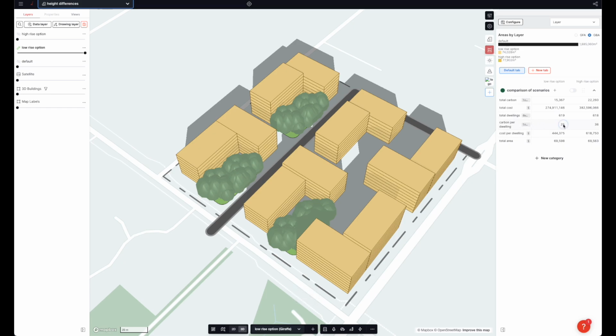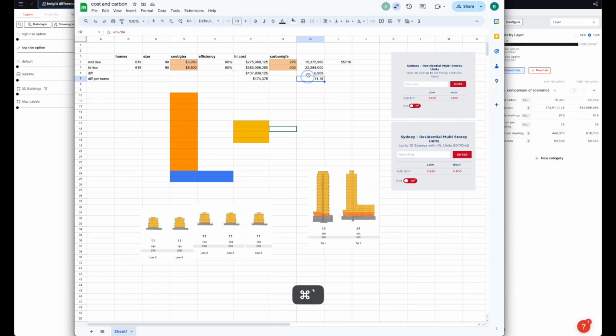And you're emitting sort of 25 tons of carbon per dwelling, which is 11 tons of carbon per dwelling less than this. It seems quite a high amount. Or the difference is this total tons of carbon. Okay, so let's just double check that.